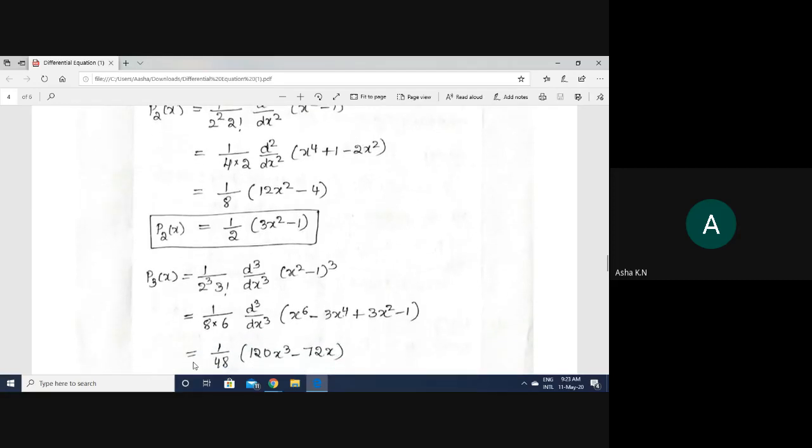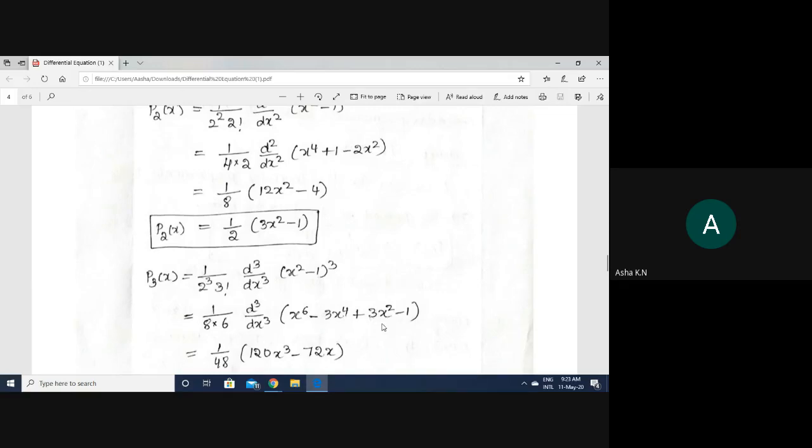So 3 times is x power 6. When you differentiate thrice, first time you will get 6x power 5. Next time you will get 30x power 4. Next time you will get 120x cube. Similarly, this also one time 12x cube, then 36x square, then 72x.